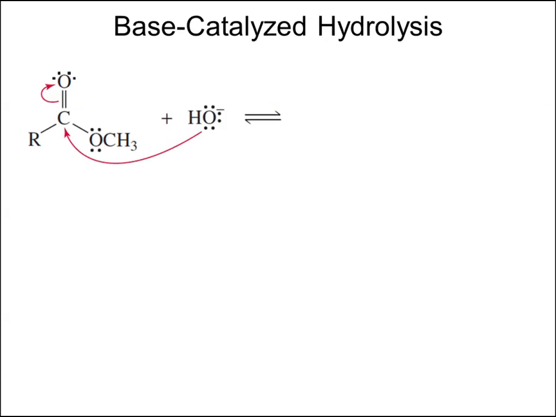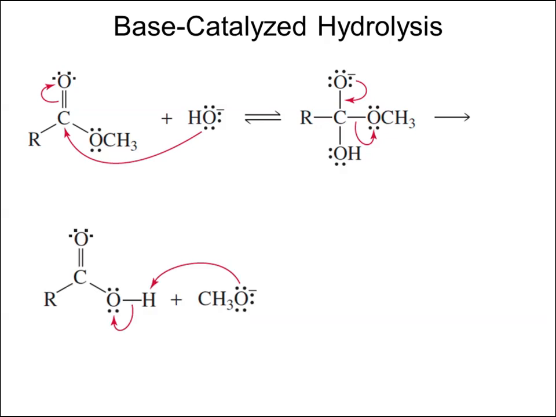You can also do the same mechanism in base, right? Here, since we don't have acid around, we can start with our traditional two arrows. We now have a negative charge on our oxygen. Our weaker base is going to leave, right? So our oxygen is going to push down, kicking out our weak base.